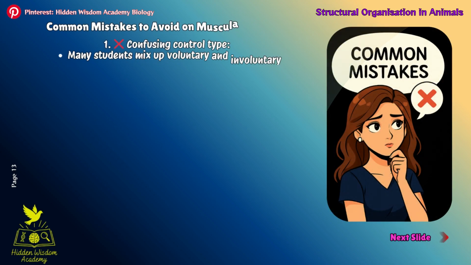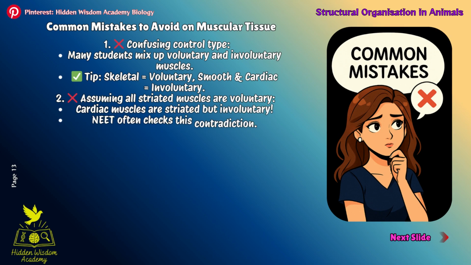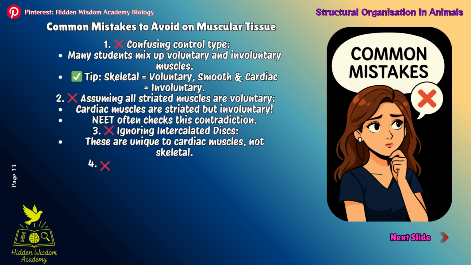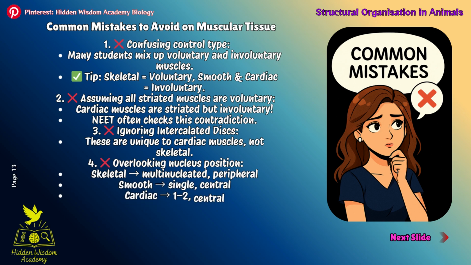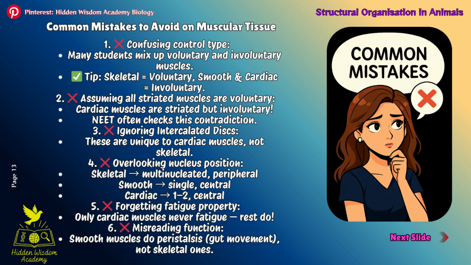Let's wrap up with some quick common mistakes, and how to avoid them. Let's start with muscular tissue. First, don't mix up control types. Skeletal muscles are voluntary, while smooth and cardiac are involuntary. Second, cardiac muscles are striated but involuntary, a favorite NET question. Third, intercalated discs are found only in cardiac muscles, remember that. And lastly, the nucleus position, it's peripheral in skeletal, but central in smooth and cardiac muscles.